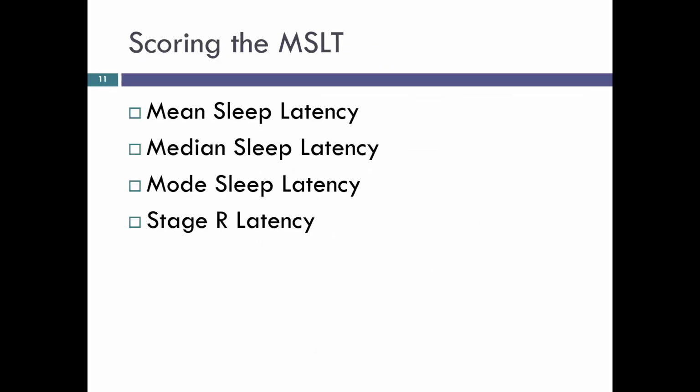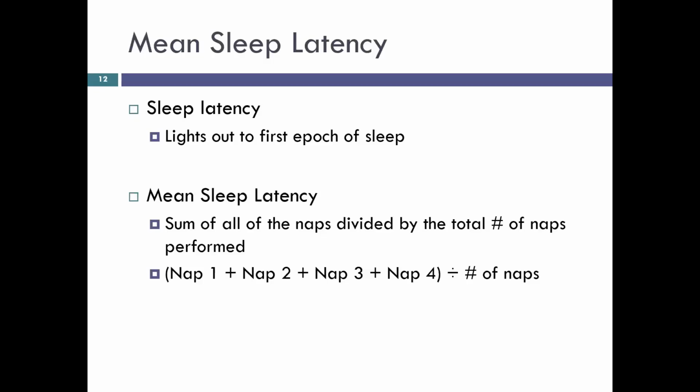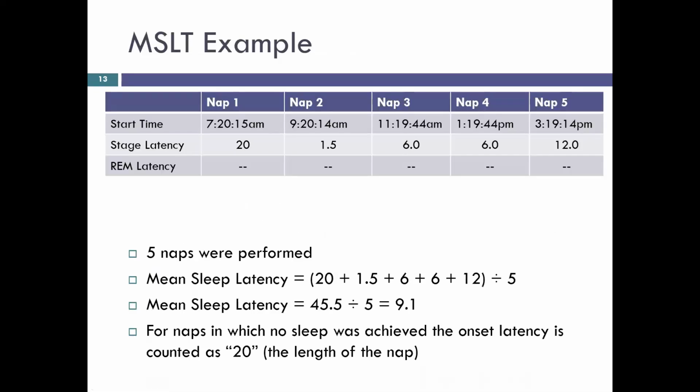The data that we look at and how we evaluate the sleep latency or the MSLT is, we really want to look at what the average or mean sleep latency is, what the median or which one falls in the middle, the mode or if there was one that occurred the most, and what the REM latency would be. So sleep latency, again, is the lights out to the first epoch of sleep. And you're essentially going to take the average across all of the naps. So how quickly they fell asleep in nap 1, 2, 3, 4, 5, divided by the number of naps that was run. So we take the average of how quickly they fall asleep.